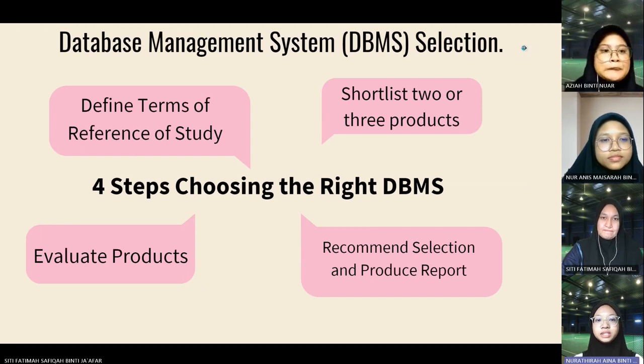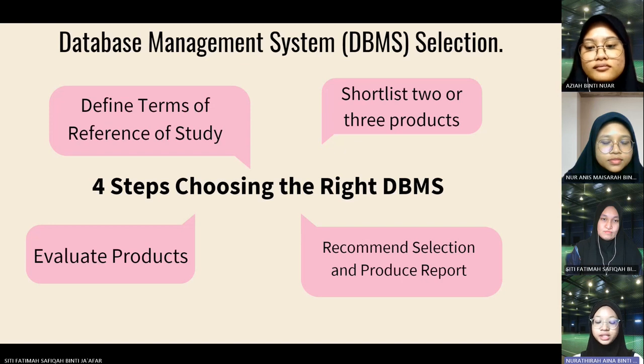For database management system selection, choosing a DBMS for a business is crucial, with numerous options available. The risk is selecting one that doesn't align with the company's strategies, causing compatibility issues. Careful consideration is vital for seamless integration. So there is a four-step choosing the right DBMS. The first one is to define terms of reference study. It is to identify study objective and scope based on user requirement.